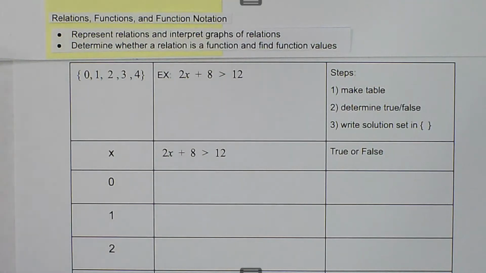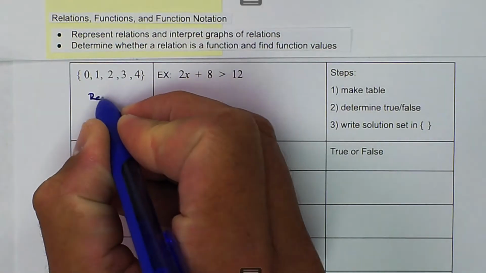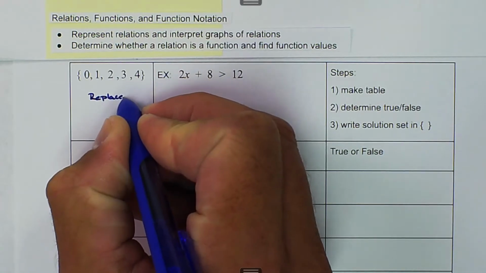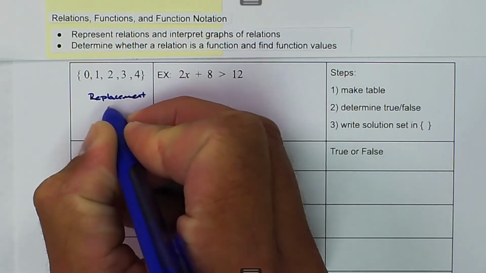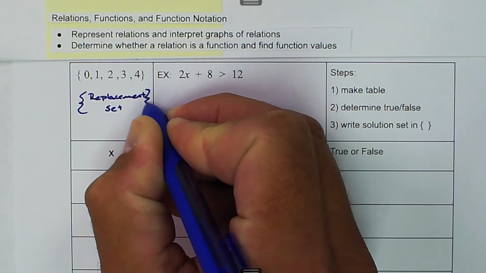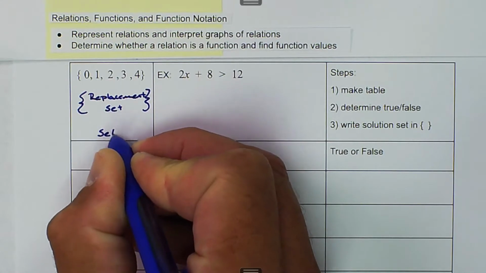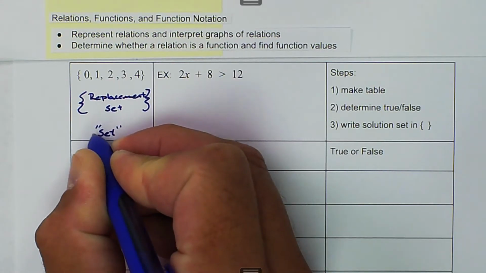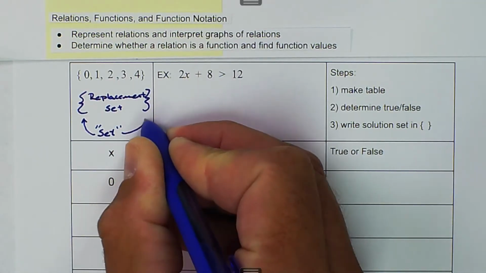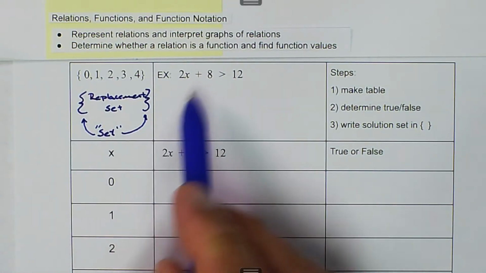We are talking about relations, functions, and function notation. And here we're given a replacement set. And that's what these brackets mean. That just symbolizes that there is a set. So that's what those brackets mean. So that's just a set of numbers 0, 1, 2, 3, 4.